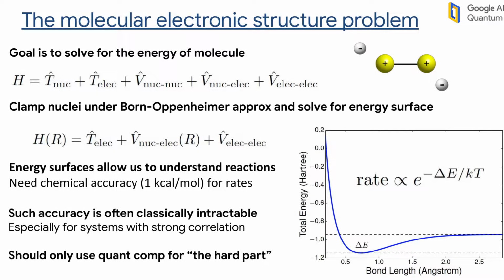So sorry for those of you who have seen this kind of slide from me a lot, but since this is a quantum error correction conference, I should give some background on chemistry. We're trying to solve for the energy of a molecule. Here's the simplest molecule. It's got 2 protons, 2 electrons.